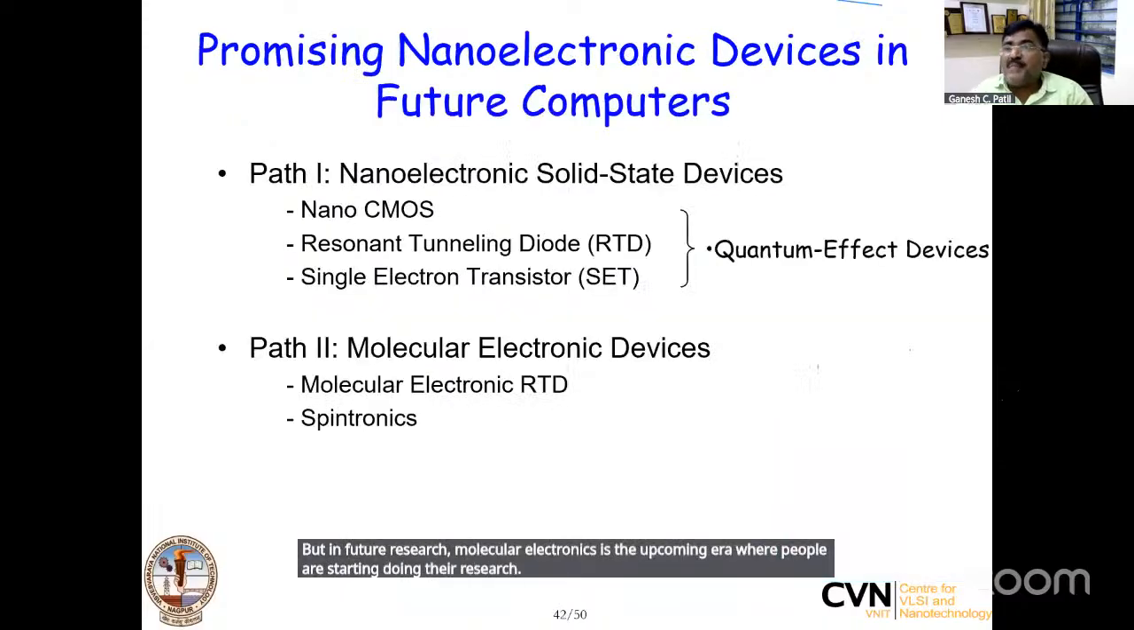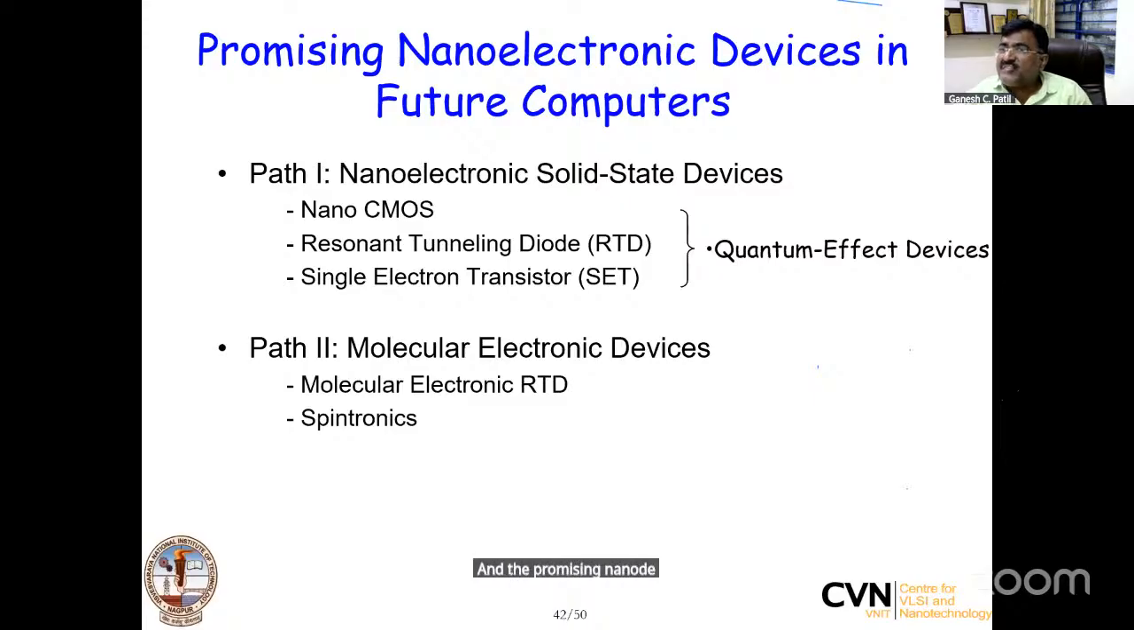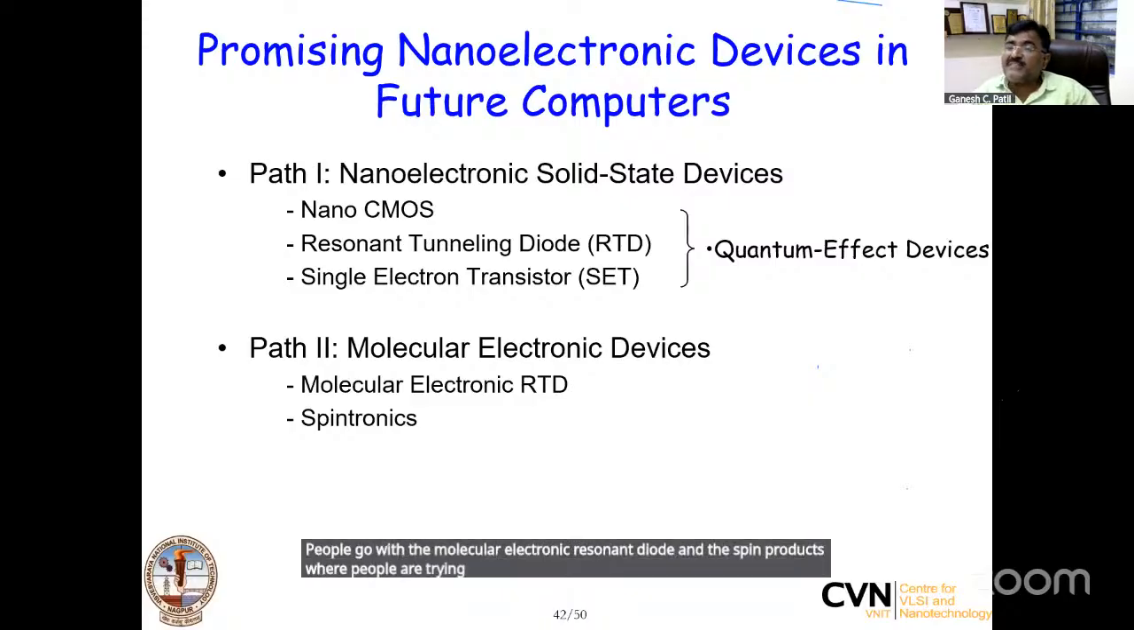The promising nanoelectronic devices in future computers will be nano CMOS, RTDs, and single electron transistors, which have quantum effects. And on the molecular electronics side, people go with the molecular electronic resonance diode and spintronics, where people are trying to make spin devices.